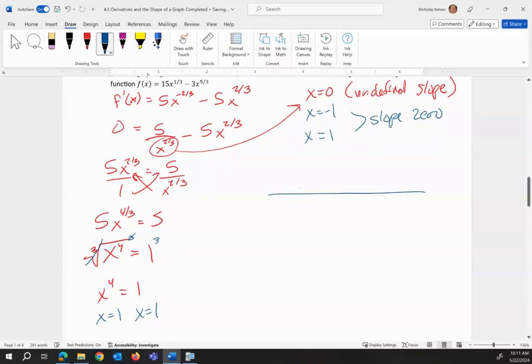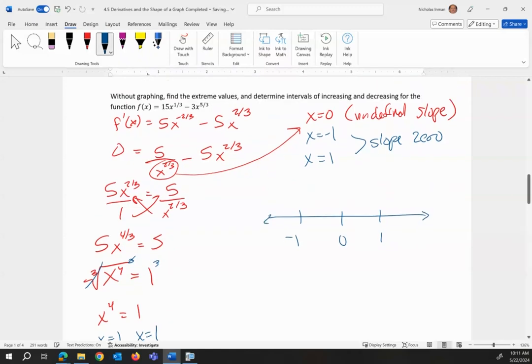All right, so we have 3 critical values. So we're going to make a little sign chart here. And we're going to figure out what happens to our function. We know we have a 0 slope, and an undefined slope. All right, so we have a potential minimum or maximum at -1, a potential minimum or maximum at +1, and something weird is happening when x is equal to 0. All right, so let's plug in numbers in the middle to figure out what's going on.